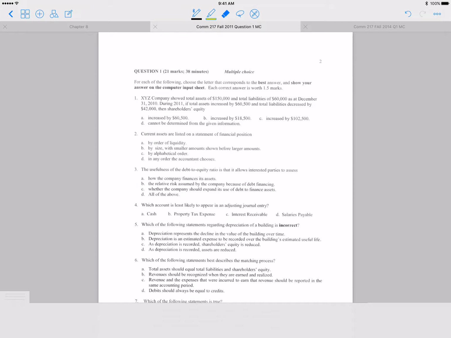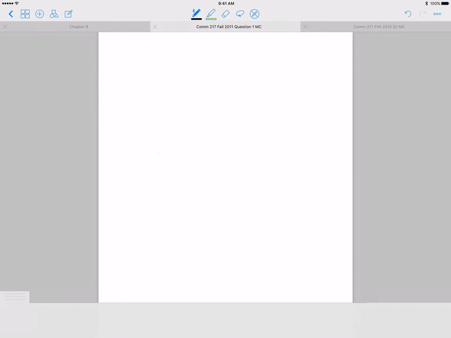is what? So, for this question, they want you to know what the general accounting equation is, which is assets equals liabilities plus shareholders' equity. And in the question, in 2010, it said that assets was $150,000 and liabilities was $60,000. So, when you solve algebraically and you bring the $60,000 over, which is going to turn into a negative, you get shareholders' equity for 2010 to be $90,000.